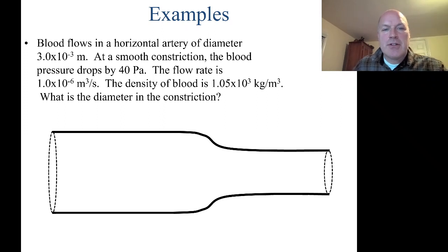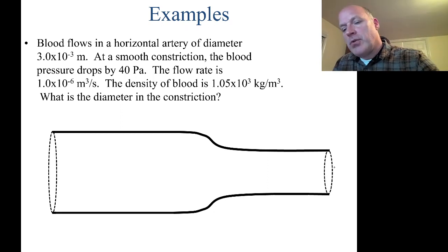Blood flows in a horizontal artery of diameter 3 times 10 to the minus 3 meters. At a smooth constriction, the blood pressure drops by 40 Pascal. The flow rate is 1 times 10 to the minus 6 meters cubed per second. The density of the blood is 1.05 times 10 to the 3 kilograms per meter cubed. What is the diameter of the constriction?